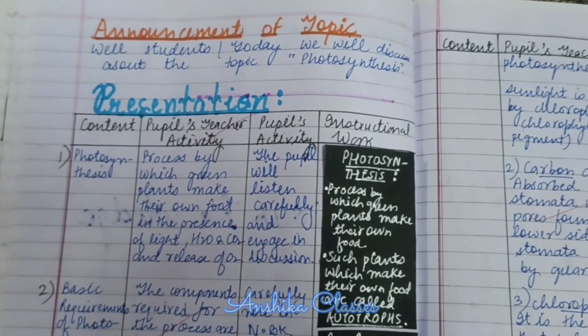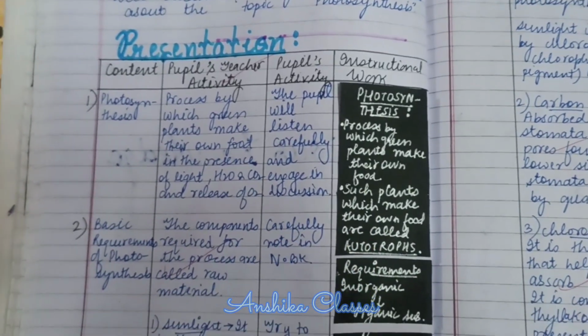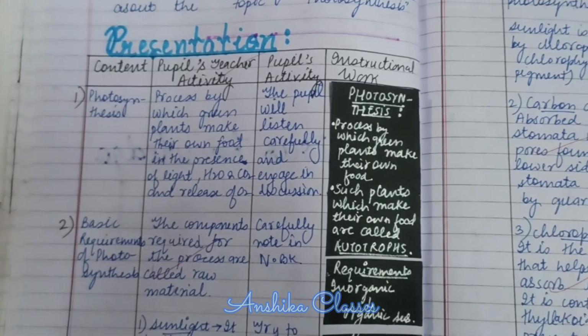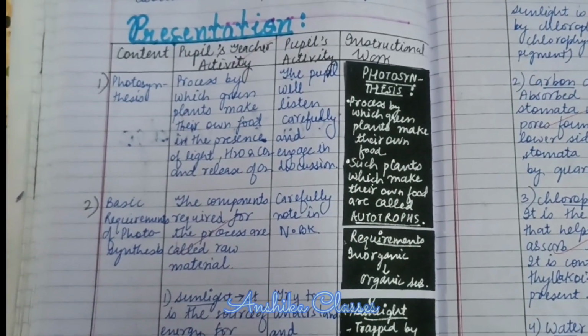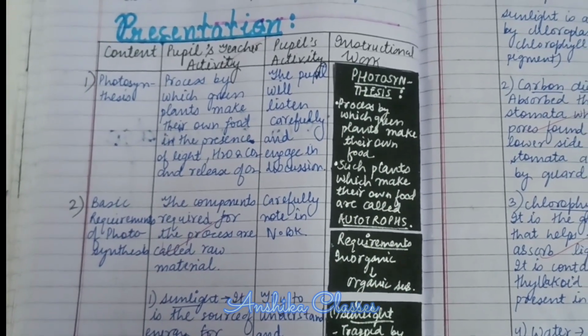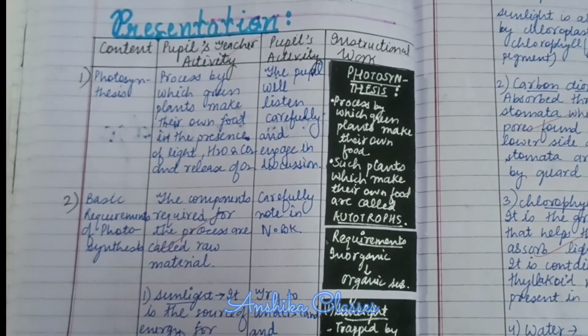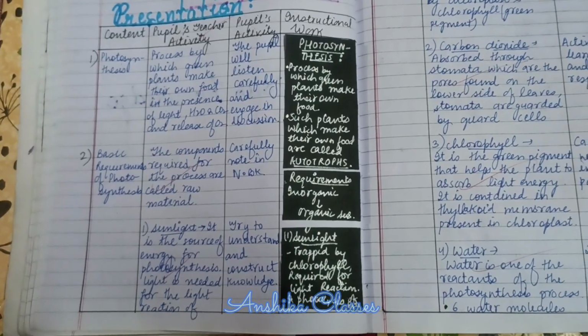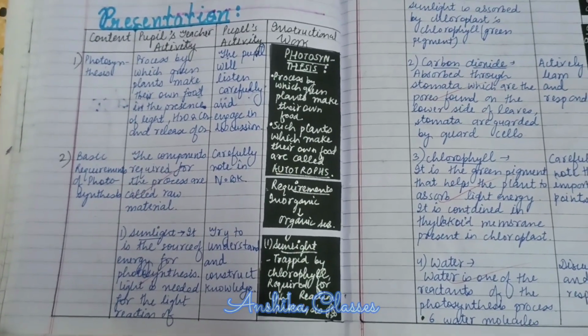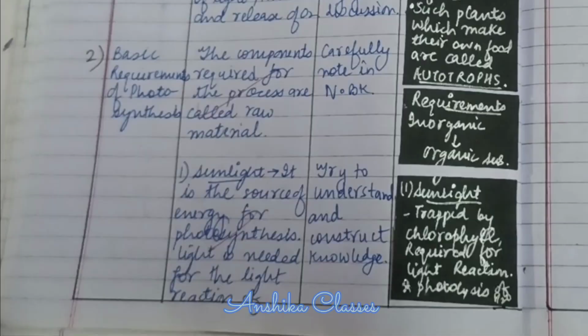This is the announcement of topic, presentation, content, pupil teacher activity, the pupil activity, and the instructional work. Photosynthesis is the process by which green plants make their own food in the presence of light, water, and CO2 and release oxygen. In photosynthesis, the inorganic substances are converted into organic substances. The plants which make their own food are called autotrophs.